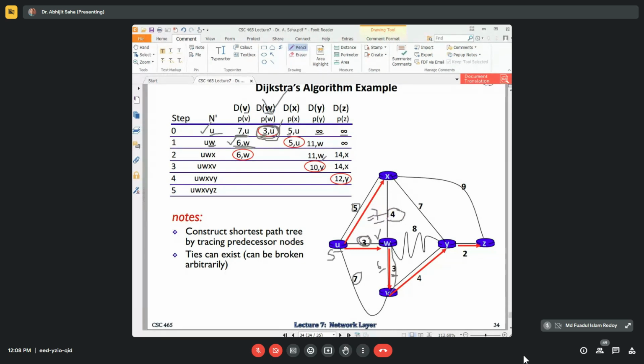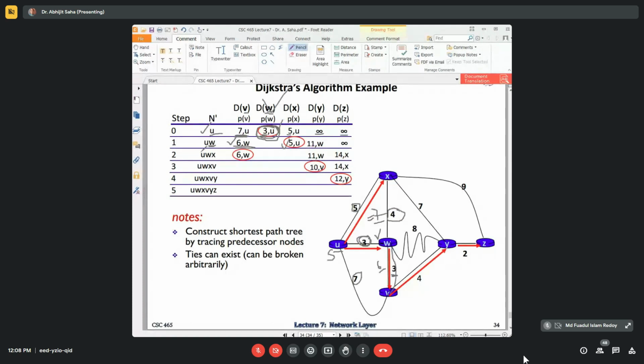Okay. So what was your previous value? 5, right? 7 is greater than 5. So that means we are not going to change or update the table value. It is going to be as it is. Understand or not? Yes, sir.